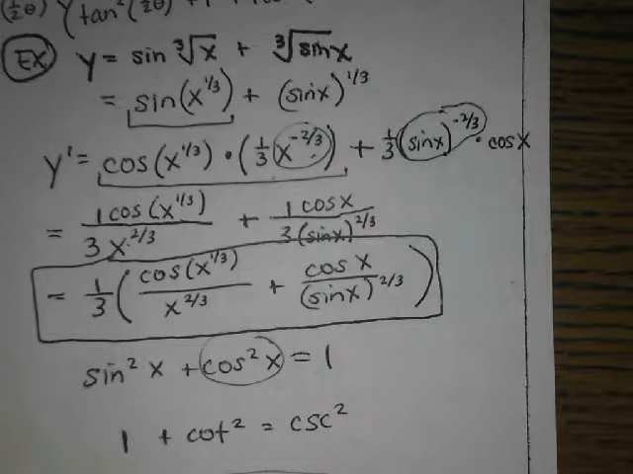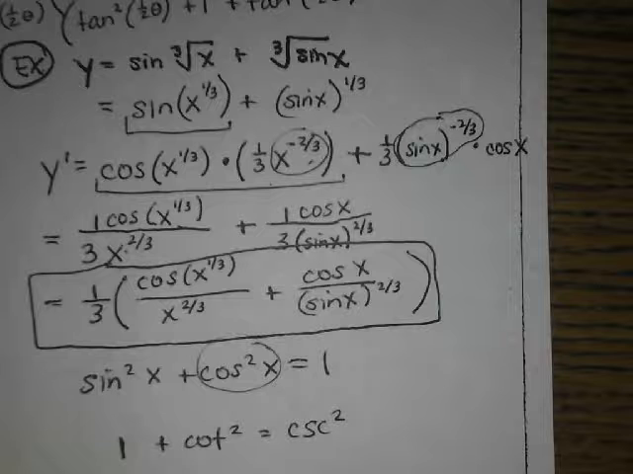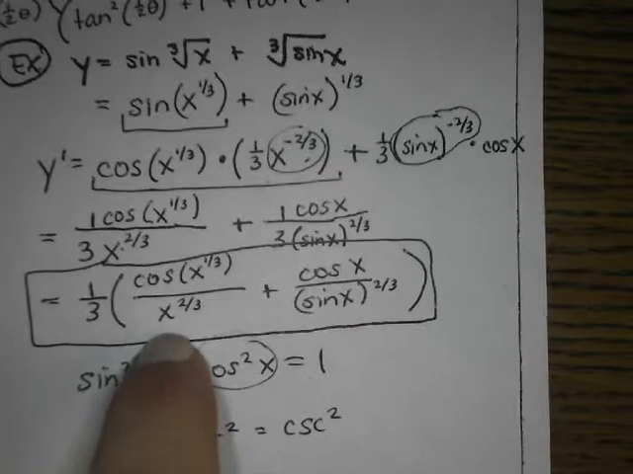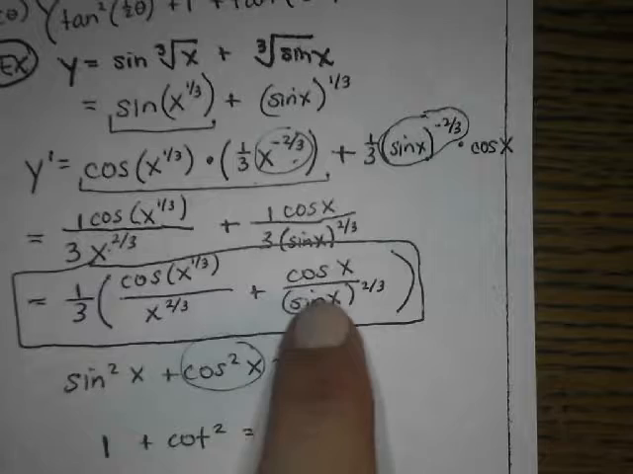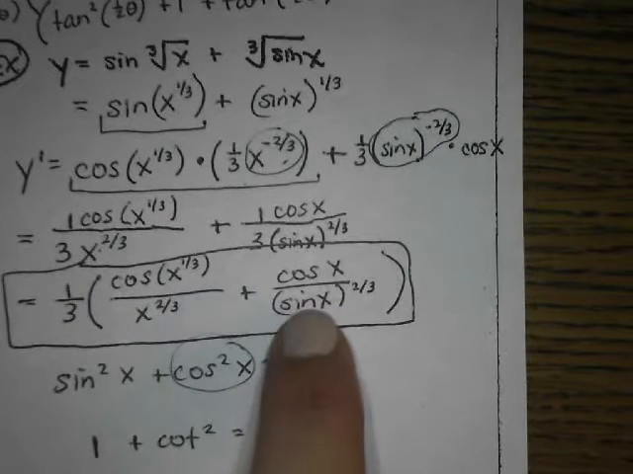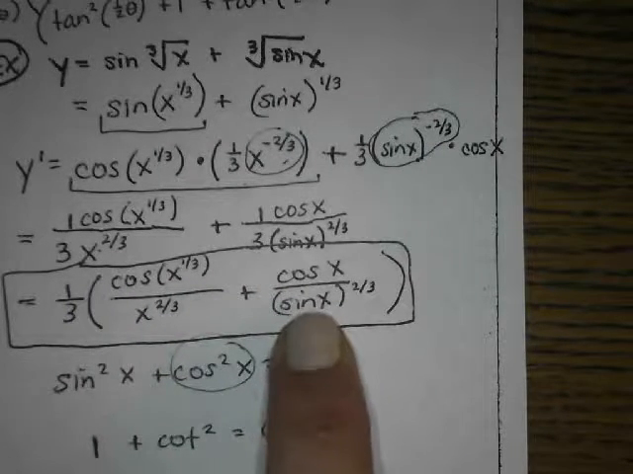Yes, Dylan? When are we supposed to like change this to square root and stuff like that? You may see that this one is written as the cubed root of x squared, and that's written as the cubed root of x, and that's written as the cubed root of sine x squared. You may see that. So there's like no rhyme or reason to it?